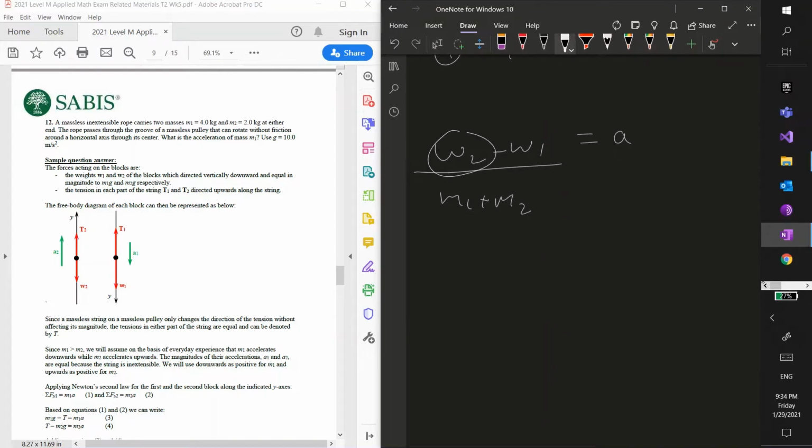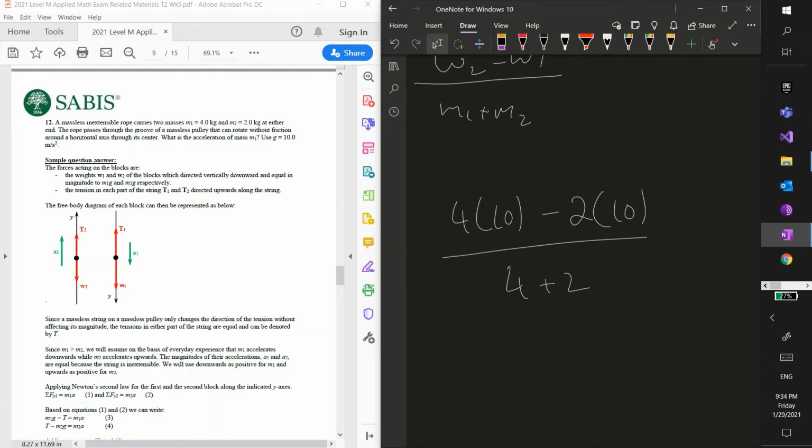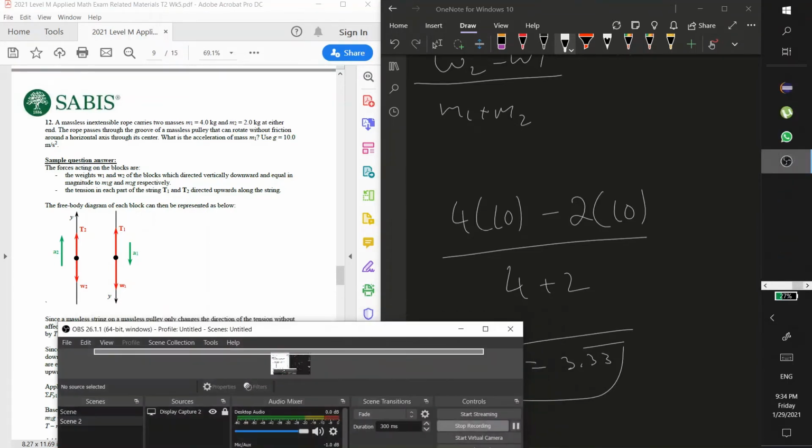So, what's the weight of the heavier object? It's 4 times 10, minus the weight of object 2, 2 times 10, over the sum of their masses. And you'll get A is equal to 40 minus 20, so 20 over 6, which is 10 over 3, which is 3.33 repeating. Yeah, that's it.